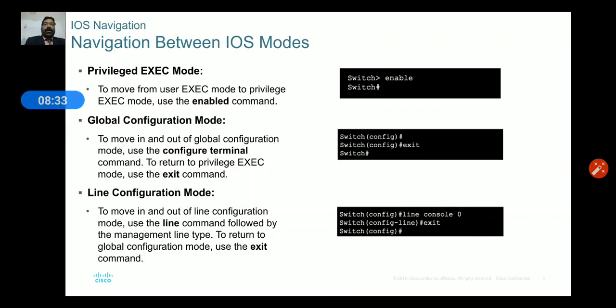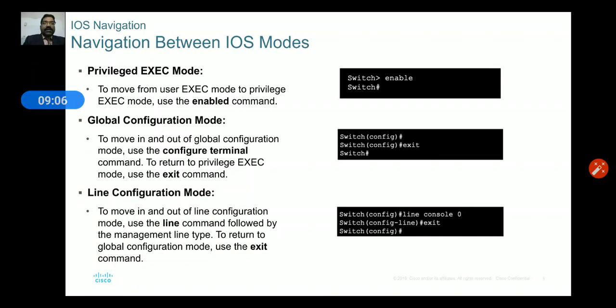Okay, navigation between IOS modes. How to move from the privilege exec mode to global configuration mode, and how to move from global configuration mode to line configuration mode. First we will discuss how to move from the user exec mode to privilege exec mode. On the right side, look at the switch. What is the prompt there? Greater than symbol. That means we are in the user exec mode. Now we have to move to the second mode, privilege exec mode.